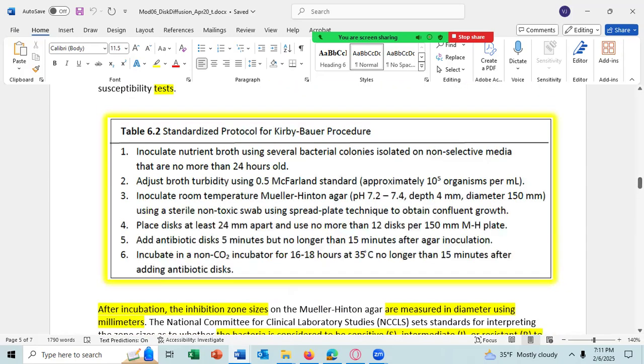And then 15 minutes, no longer than 15 minutes, between 0 minutes to 15 minutes after you put the paper disc down. You then flip the plate upside down, and then grow it upside down in the incubator for 16 to 18 hours at 35 degrees. And that's how you do the Kirby Bauer method.